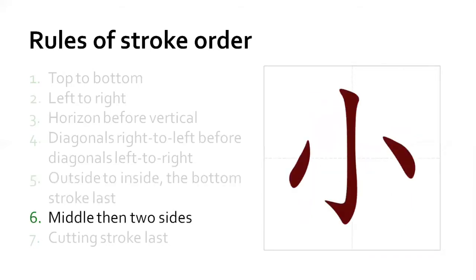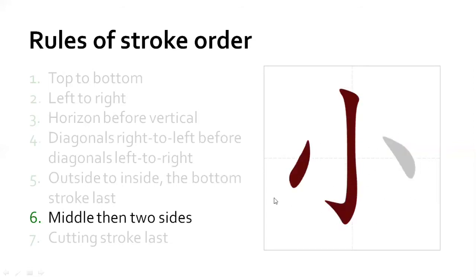Middle, then two sides. In vertically symmetrical characters, the center components are written before the two components on the left and right. So middle first, and then the components on the left and right. The component on the left is written before the component on the right.